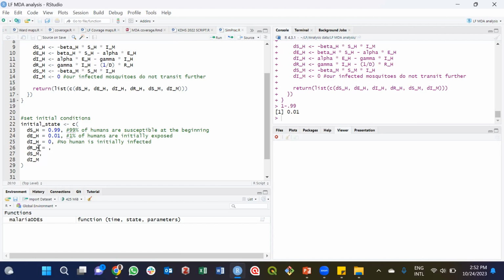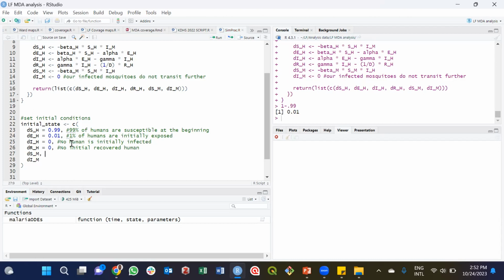And we are not factoring in background deaths at this particular moment. So they just have to transit. And then the recovery, because no one has been infected, the recovery will be 0. So we just say no initial recovered human. And then we go to the mosquito.